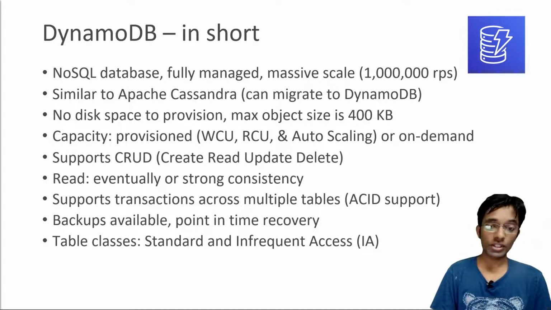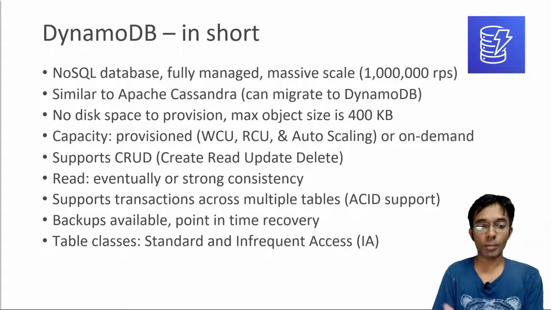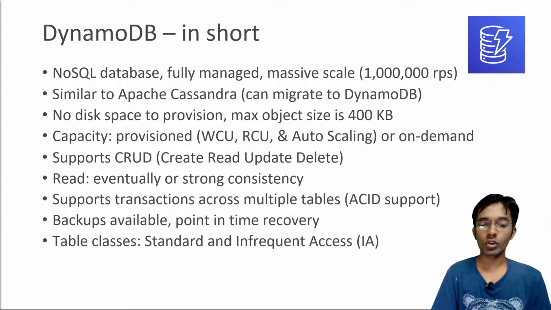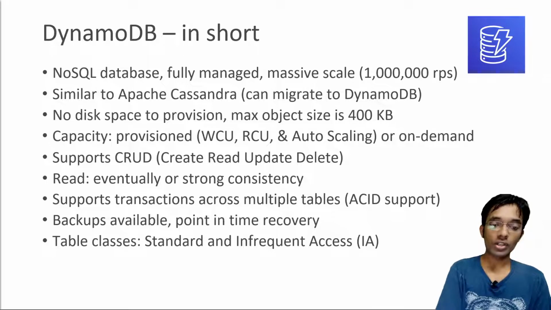DynamoDB is a NoSQL database, fully managed, serverless, and can provide massive scale. It can go up to 1 million requests per second. It has a similar architecture to Apache Cassandra, and users of Cassandra can migrate to DynamoDB. For example, there's no disk space to provision, and the max object size is around 400 kilobytes. The way to store bigger objects is to store the objects in Amazon S3 and store a reference to that object in DynamoDB.